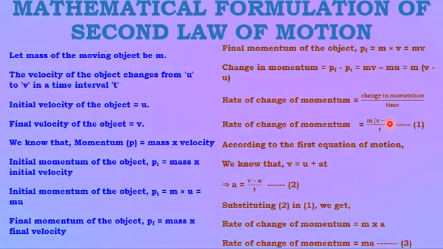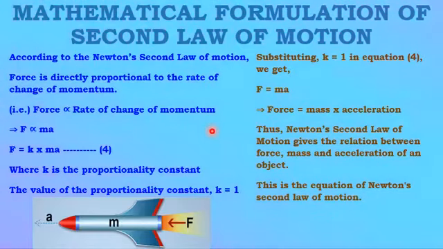We learned that the rate of change of momentum is directly proportional to the applied force. Now we have to find out what force is. From here, we know (v minus u) by t is a, the acceleration. So we have m into a. So rate of change of momentum is m into a. We know from Newton's second law of motion that force is directly proportional to the rate of change of momentum. So F is proportional to ma.